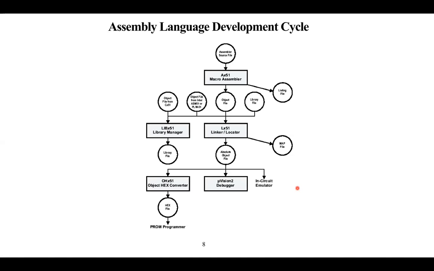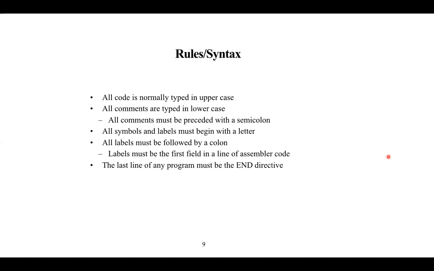Now the assembly language development cycle. This is the concept. Rules and syntax. All code is normally typed in uppercase. All comments are typed in lowercase. All comments must be preceded with a semicolon. All symbols and labels must begin with a letter. All labels must be followed by a colon. A label must be the first field in a line of assembler code. At the end of any program, the END directive must be included.